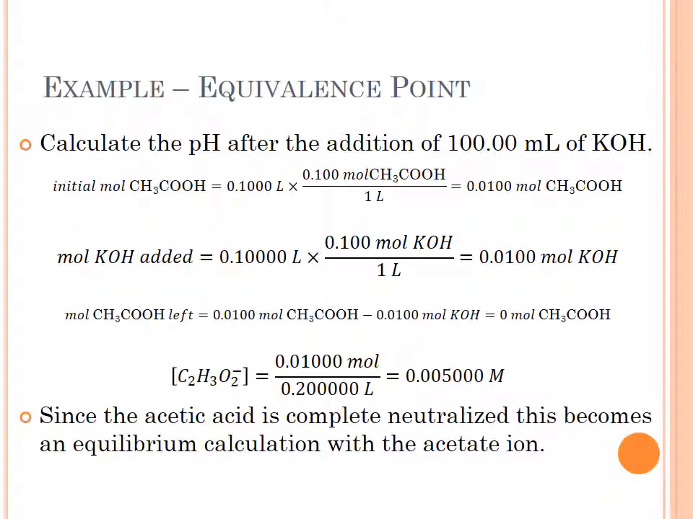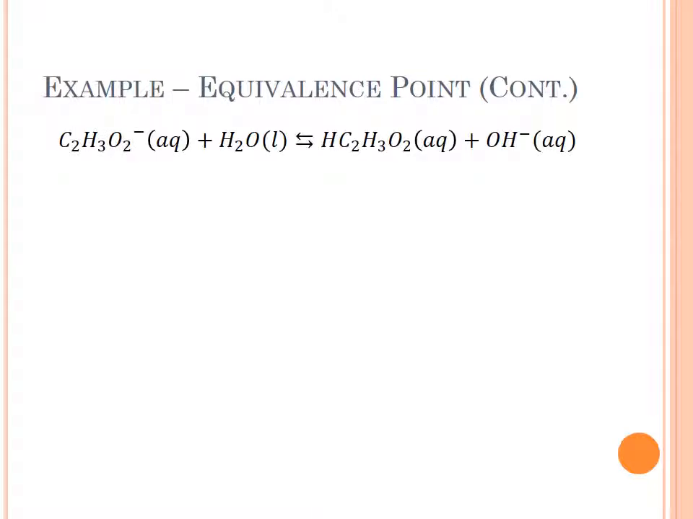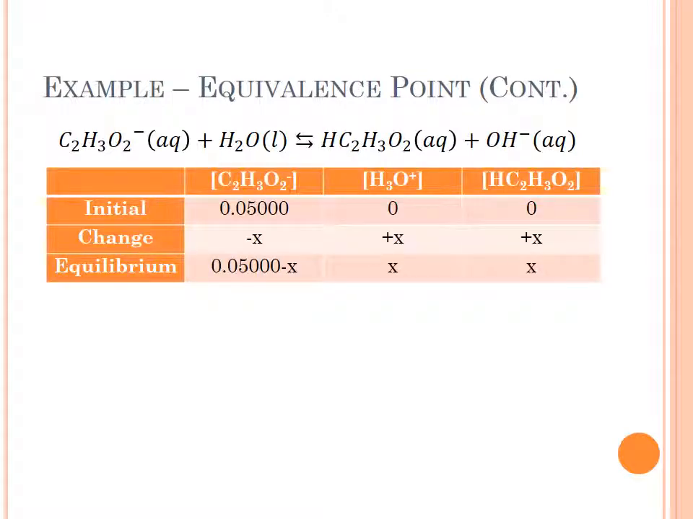Since acetic acid is completely neutralized, it becomes an equilibrium involving the acetate ion, because the salt that's left from a weak acid, strong base titration is a basic salt. Acetate ion is basic, so we're going to have to work it based on that equilibrium. So we've got acetate ion reacting with water to form acetic acid and hydroxide ion. And we're going to work that equilibrium to figure out the pH at the equivalence point. So 0.05 molar minus x will give us 0.05 molar minus x.